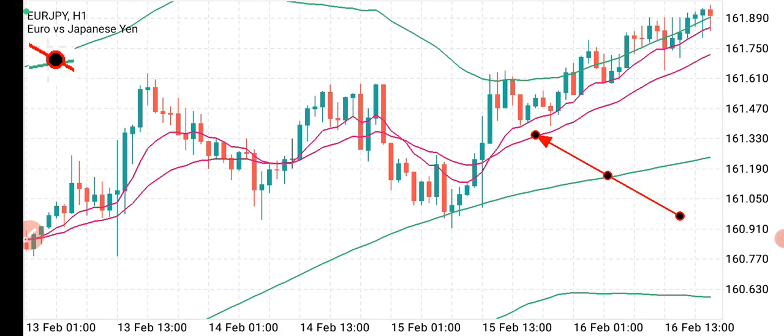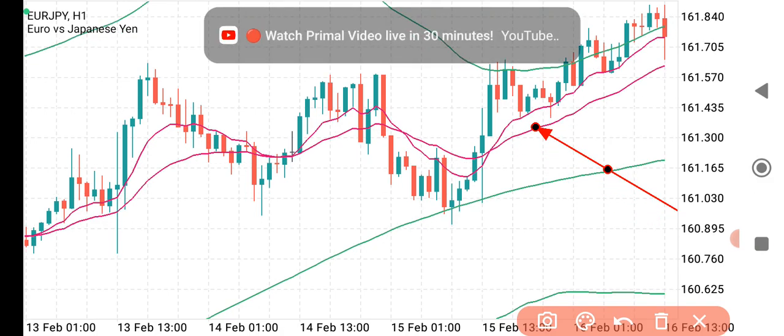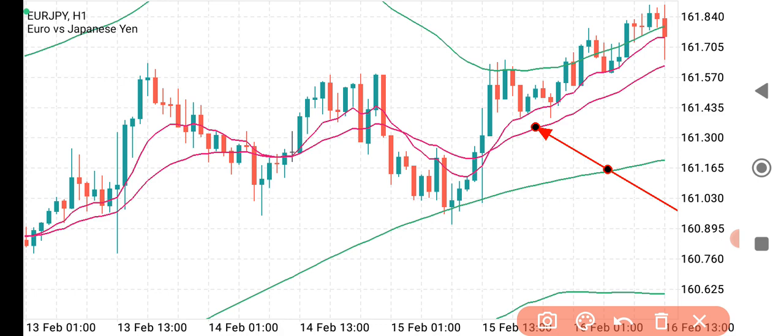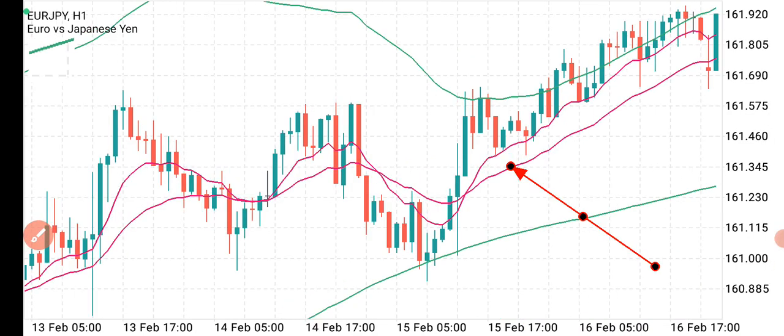Here, this is your entry, stop loss below, stop loss, entry, and then you see the move to the upside.